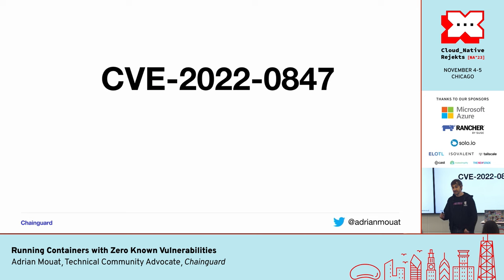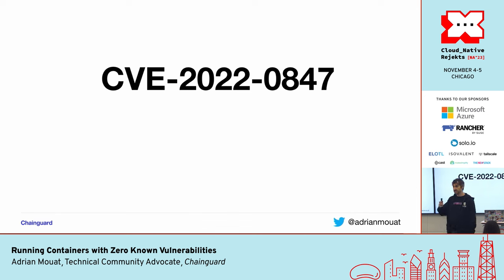Okay, CVE-2022-0847. This is a CVE that's big enough to get its own name. So can anybody tell me the name or what it was a vulnerability in? It's a vulnerability in a very key piece of software. Any ideas? It's 2022.